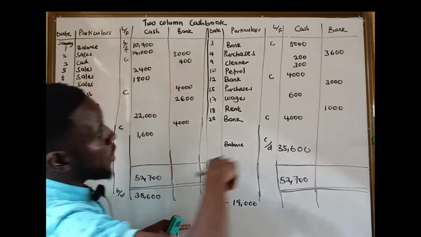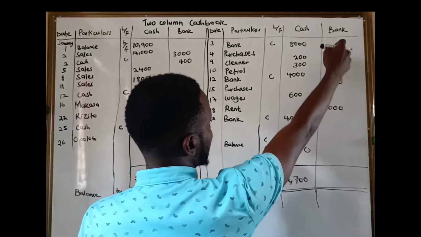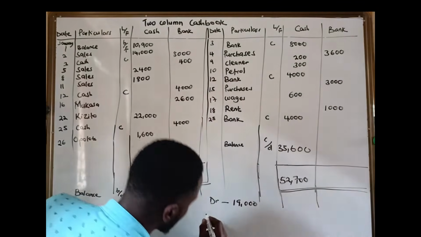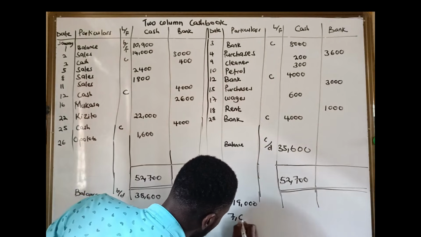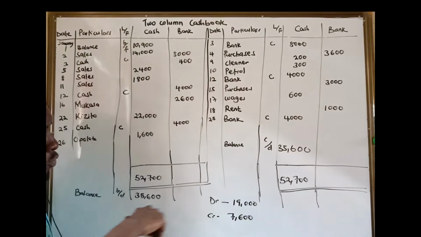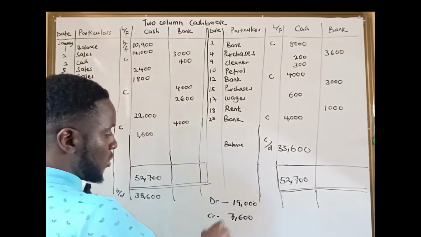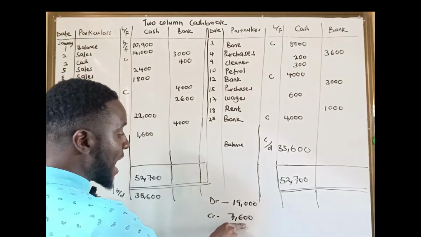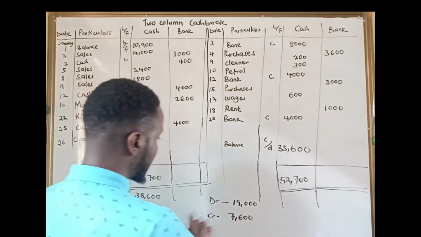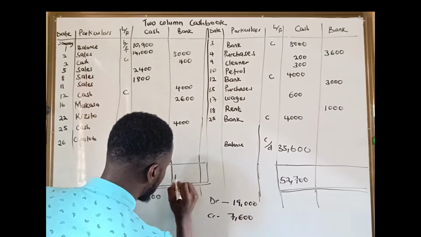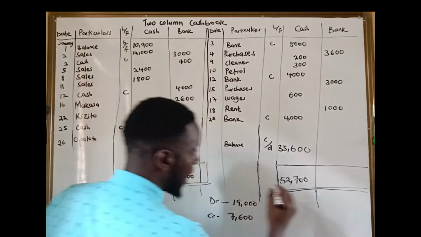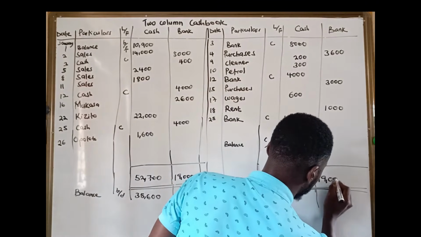When we add up this, you can see this is 6,600 and this is 7,000. So you say this is 7,600. Still, we compare the two sides. Which one looks heavier? Now, you see that the debit side is heavier than the credit side. So you bring the 19,000 here and the 19,000 here.